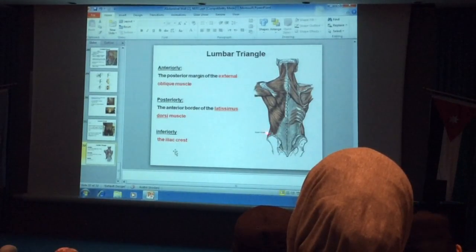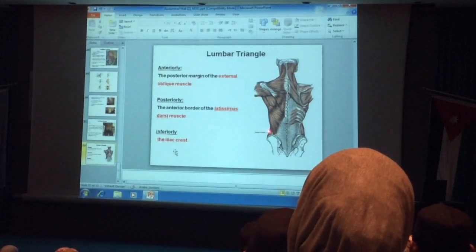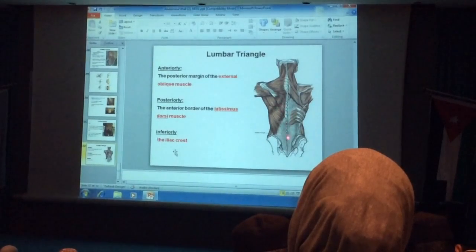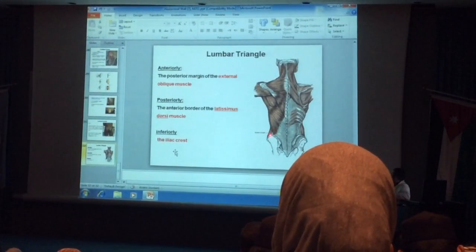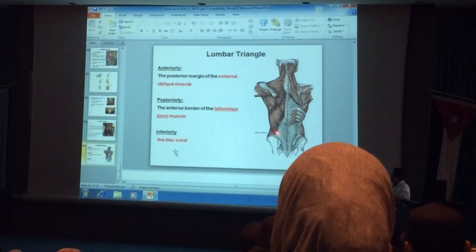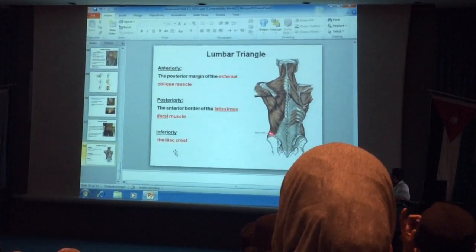Anteriorly, laterally, this muscle is the external oblique, which goes down into the iliac crest. Behind it is the broadest muscle in your body, the muscle covering the largest area of your body, the latissimus dorsi muscle. And inferiorly, the iliac crest. So in this area, anteriorly the external oblique, posteriorly the latissimus dorsi, inferiorly the iliac crest. So there is an area of weakness here.